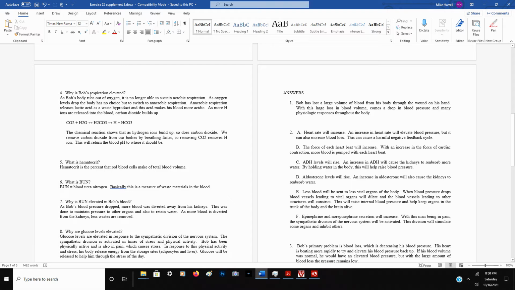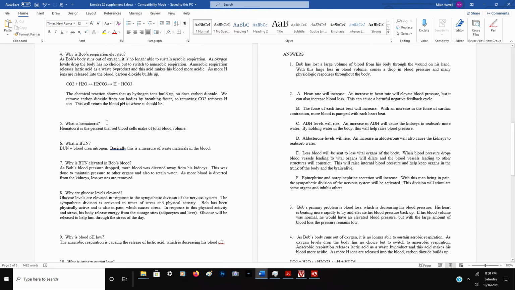And when CO2 becomes elevated, you breathe faster. You're trying to exhale and get rid of that CO2 quicker, because if you can get rid of the CO2, that'll lower the hydrogen. Again, whatever happens to one side of a reversible chemical reaction happens to the other. So in summary, his body's trying to balance the CO2 to balance the hydrogen.